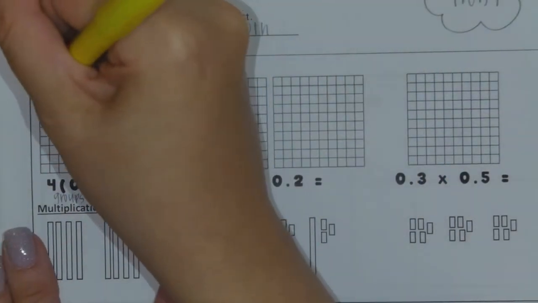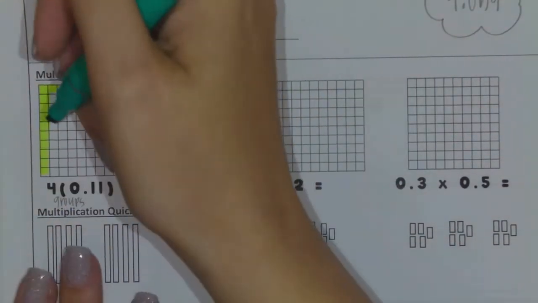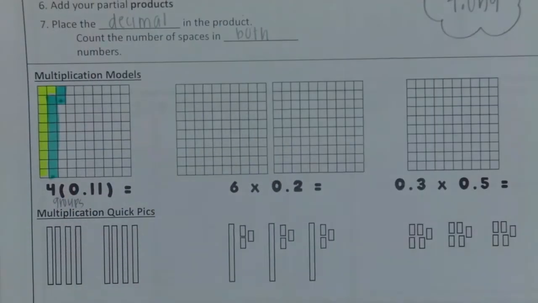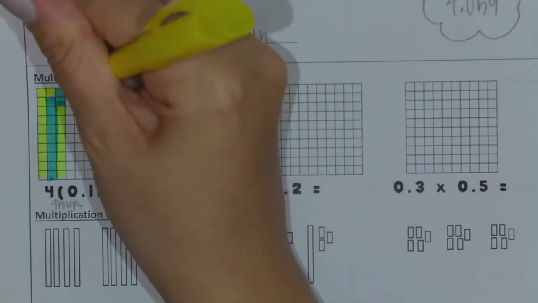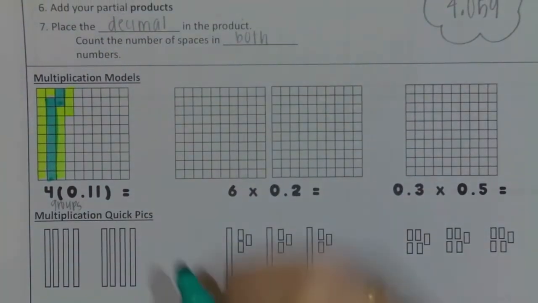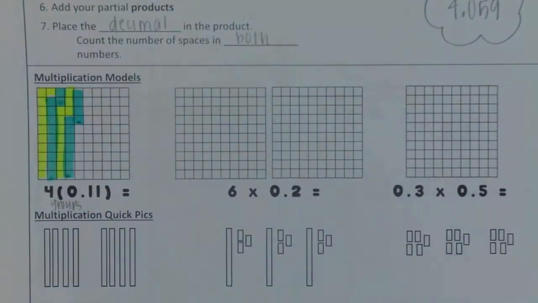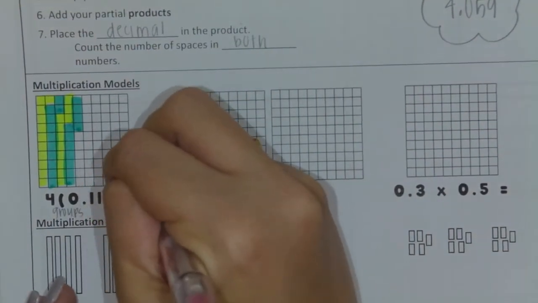So I'm going to use my markers to show different groups. So that would be 1 group of 11 hundredths. This would be a second group of 11 hundredths. This would be a third group of 11 hundredths. And our final group of 11 hundredths. For a total of 44 hundredths.